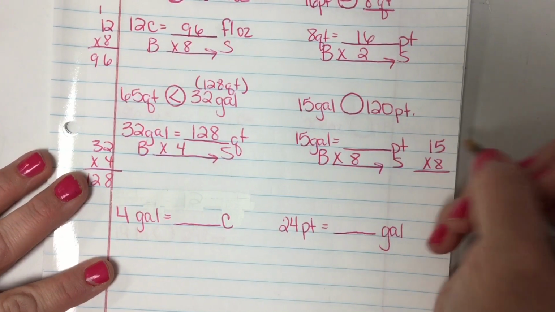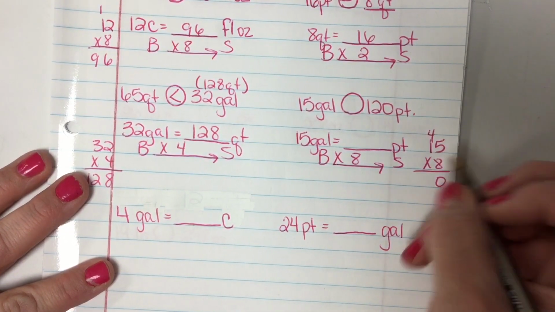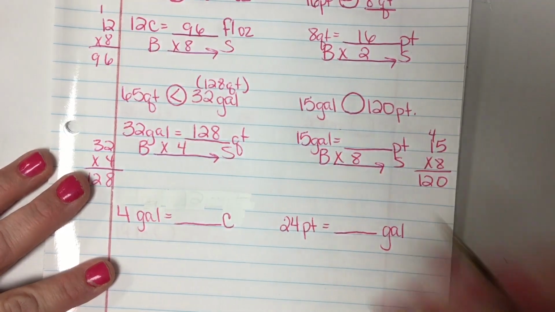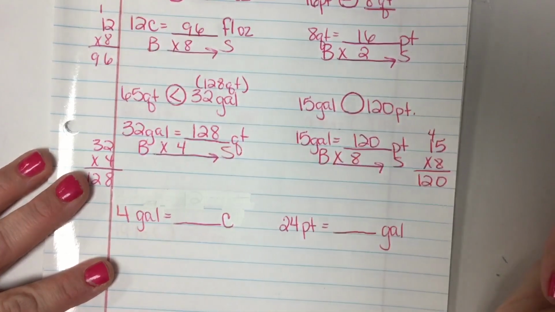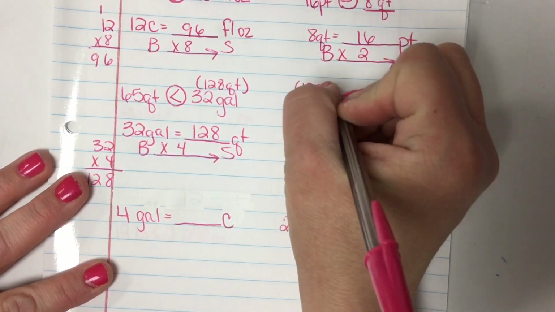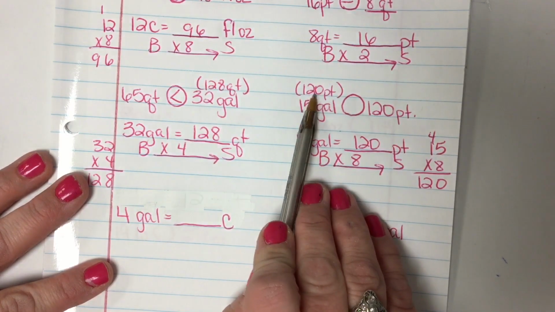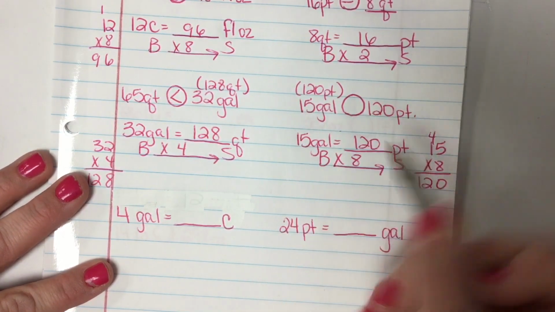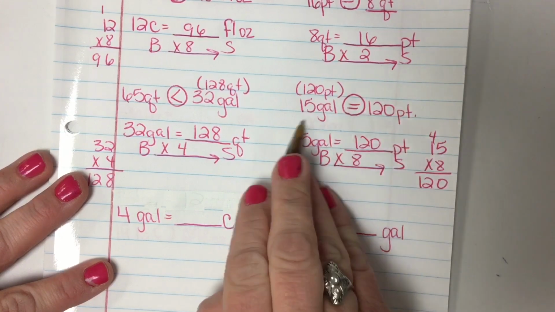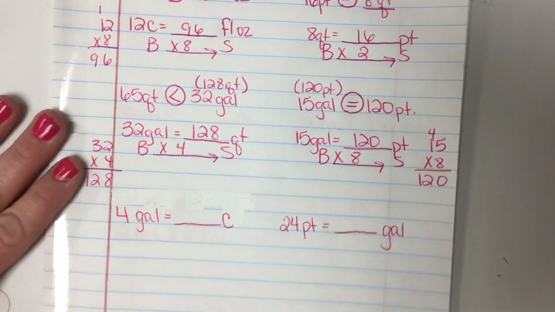So 15 times 8. 8 times 5 is 40. 8 times 1 is 8, plus 4 is 12. So it's 120 pints. So 15 gallons is 120 pints. So if this is 120 and this is 120, they're equal. So 15 gallons is equal to 120 pints. Okay, I hope this is helping.